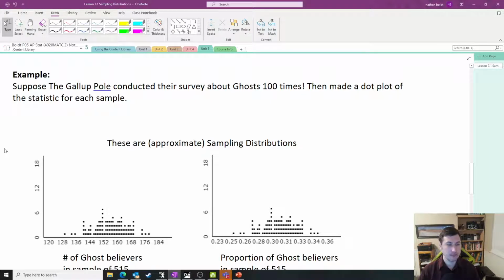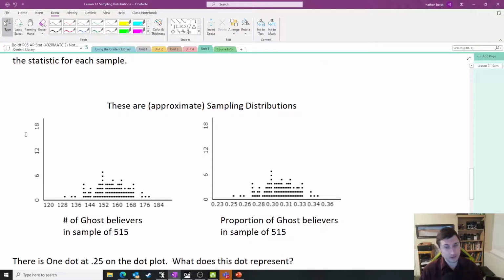So here's my example for you. Suppose the Gallup poll conducted their survey about ghosts 100 times, then made a dot plot of the statistic for each sample. Okay, so these are approximate sampling distributions. I have to say approximate because a sampling distribution would technically be all possible samples, not just 100 of them, all of them. But I made an approximate of 100 of them to get us an idea.